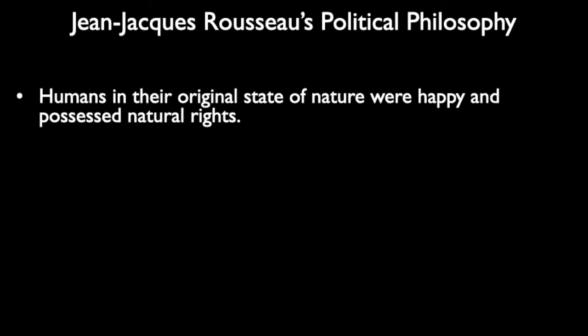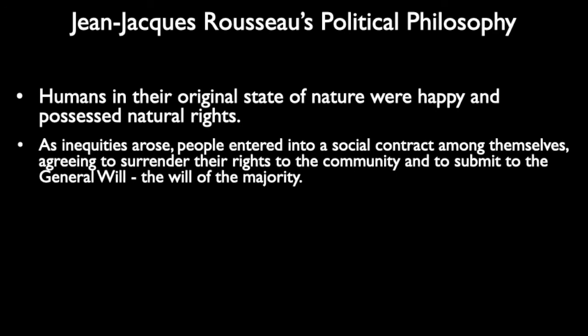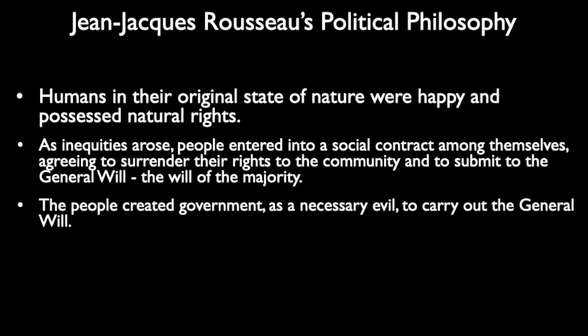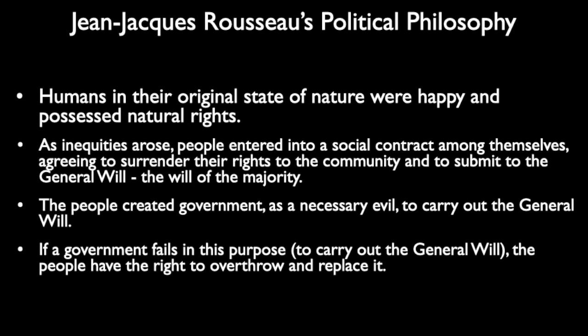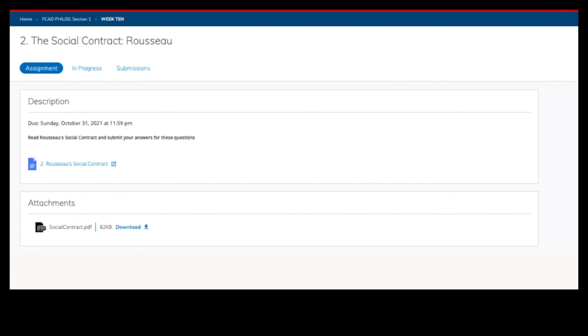Briefly, Jean-Jacques Rousseau's political philosophy was that humans in their original state of nature were happy and possessed natural rights. As inequities arose, people entered into a social contract among themselves, agreeing to surrender their rights to the community and to submit to the general will, the will of the majority. The people created government as a necessary evil to carry out the general will. And if a government fails in this purpose to carry out the general will, the people have the right, nay, the duty to overthrow and replace it.